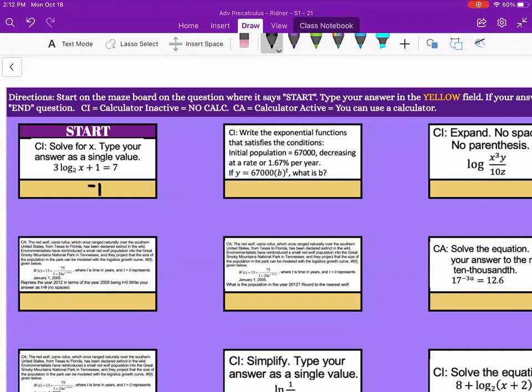So, you're going to subtract 1. Let's start this over. Sorry. All right. So then I get 3 log base 2 of x equals 6. Divide by 3. I get log base 2 of x equals 2. So go around the block here. So I start with the base of 2 to the second power equals x, which is 4. So in the yellow there, you should have put 4.